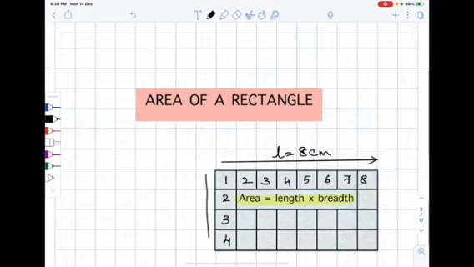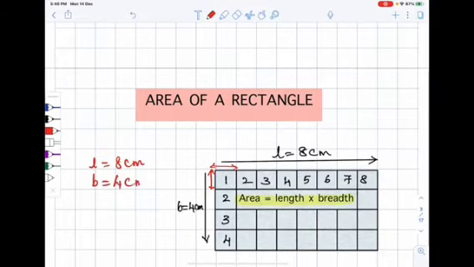What would be the breadth of my rectangle? The breadth of my rectangle would be 4 centimeters, because I have 4 squares, and we already know that each square is 1 centimeter length and 1 centimeter breadth. So in this case, when I have length equal to 8 and breadth equal to 4 centimeters, don't you think we can find out very easily what the area is?